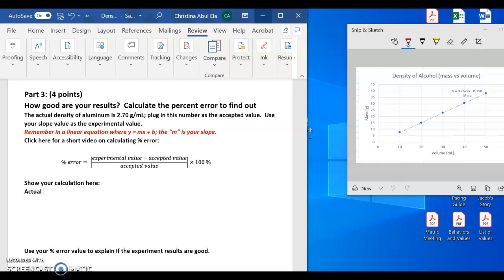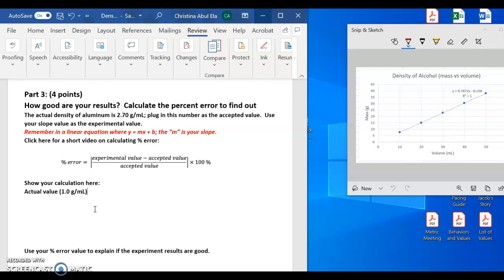So I'm going to say my actual value, and that usually comes from known values. You can find it on the internet. You can find it in textbooks, right? So I'm going to say that I know that, let's use water. The density of water is 1. So my accepted value is 1 gram per milliliter, right? That's a known value. That's not for my experiment.